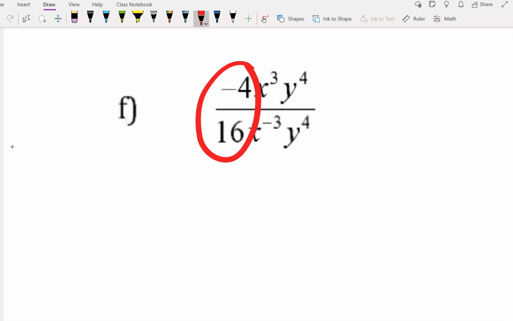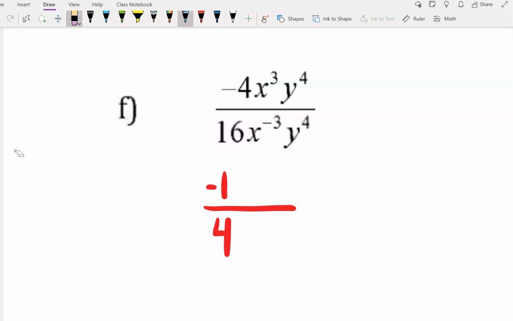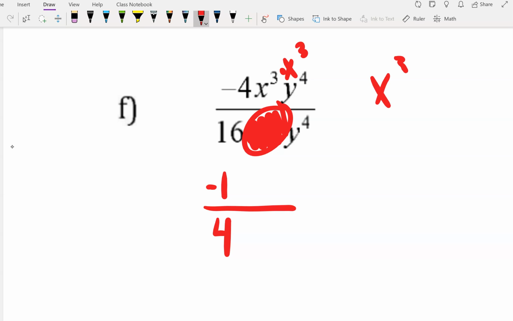Alright, reduce the coefficients. What goes into negative 4 and 16? That's going to be 4. So divide top and bottom by 4. We get negative 1 over 4. Now I deal with the x's. I don't want to have to deal with this negative exponent, so I'm going to flip it to the top. So this is going to be another x to the third on top. So it looks like this, x to the third times x to the third on top. I add the exponents, I get x to the 6th on top.